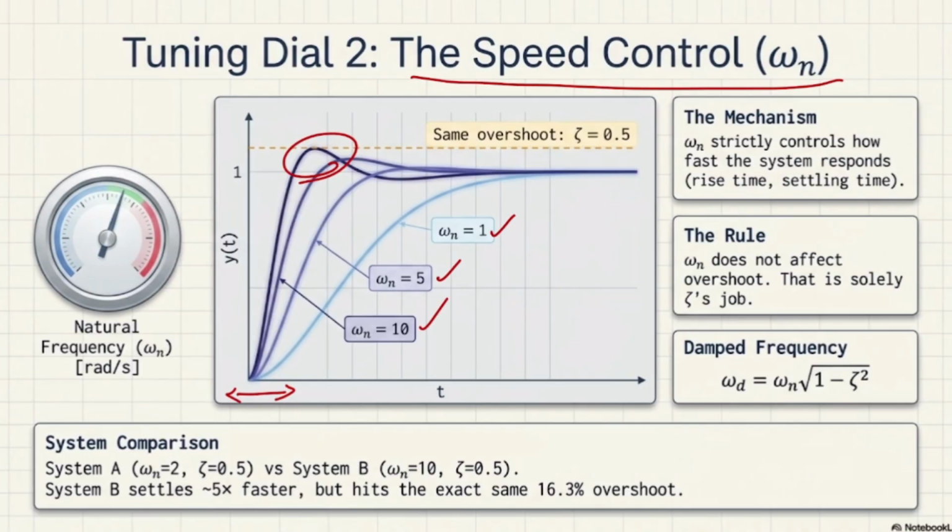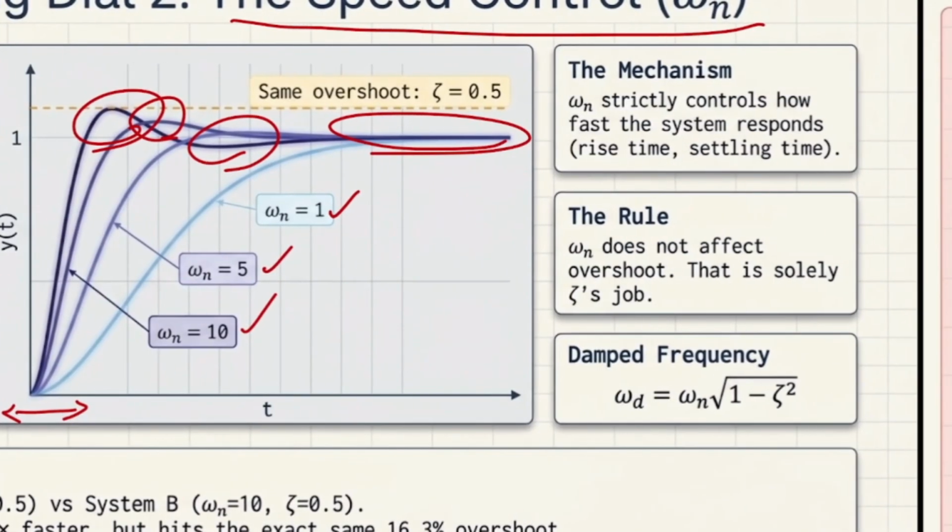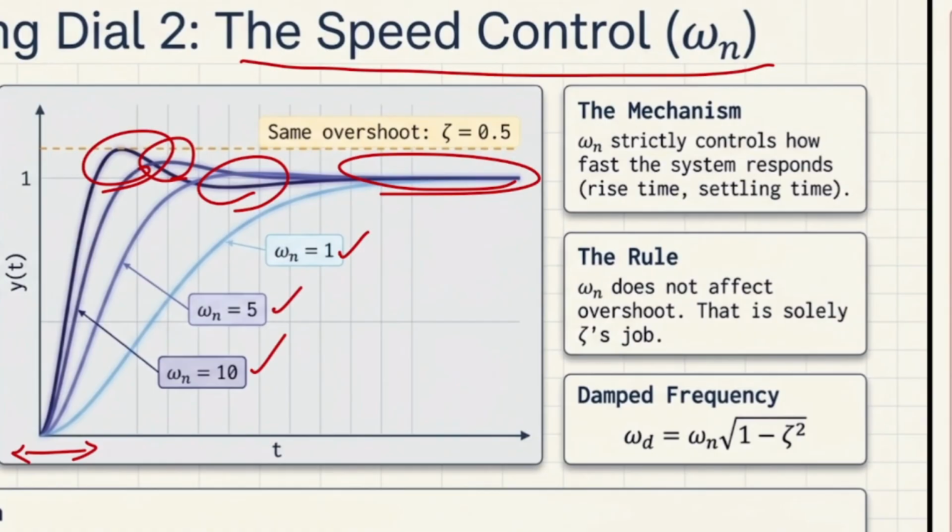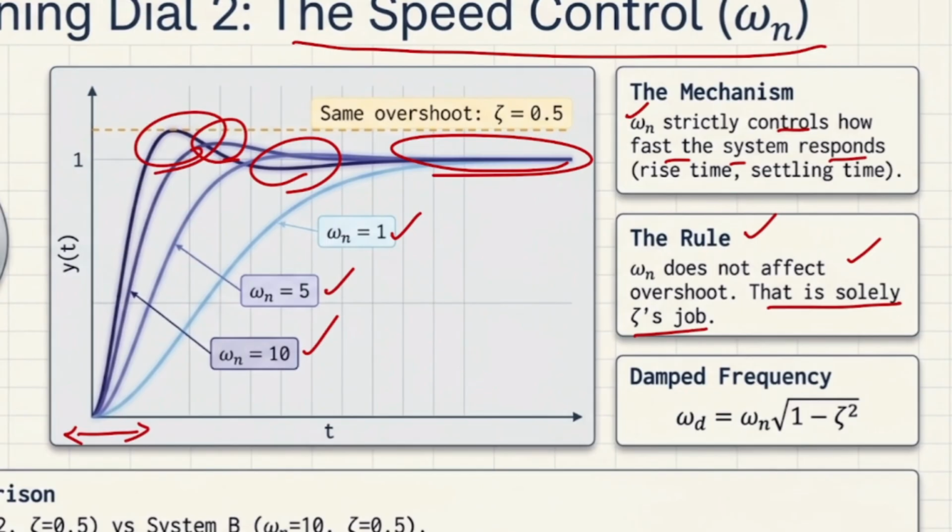So whatever is happening for the transient system, it's mostly related to our zeros, while we know that our system is going to be stable at the end. So how's the mechanism? It means that omega n strictly controls how fast the system responds. So what is the rule? Omega n does not affect the overshoot, and that's going to be solely our damping ratio's job.